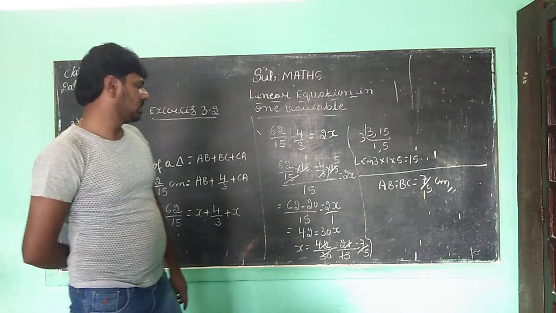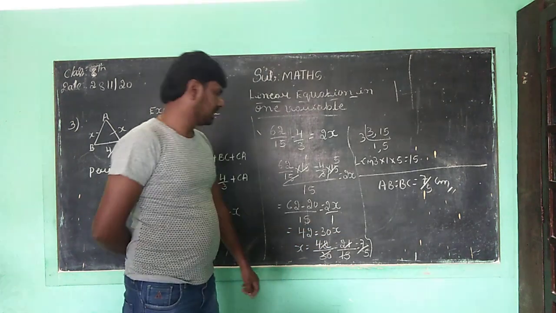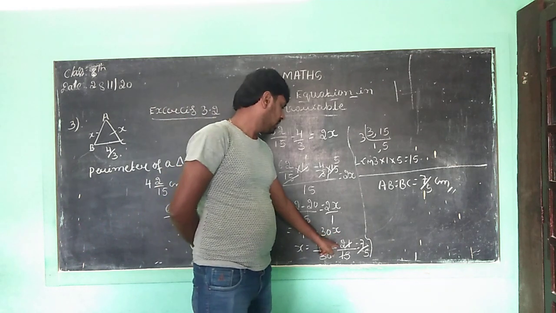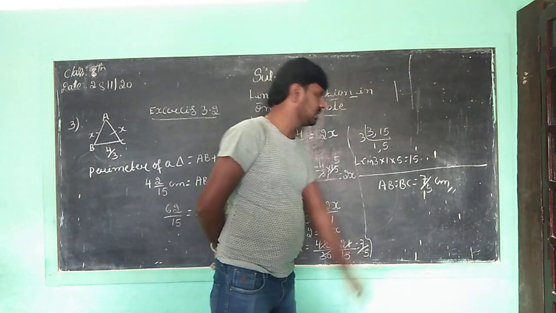Children, you want to reduce. So 2 2s are 4 and 2 1s are 2 and 2 15s are 30. Children, again you want to reduce this one. 3 7s are 21 and 3 5s are 15. So the value of AB is equal to BC is equal to how much, children?